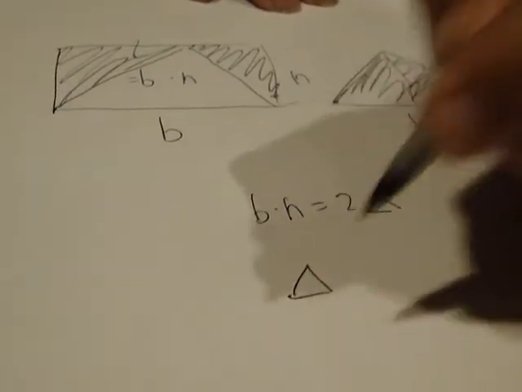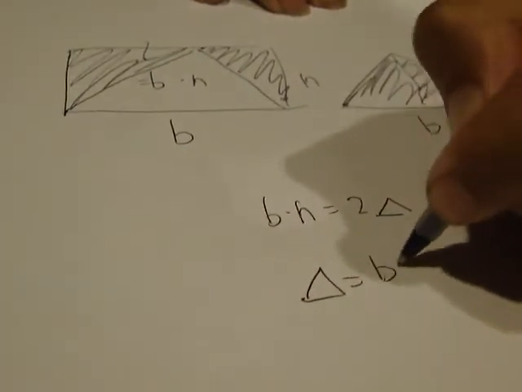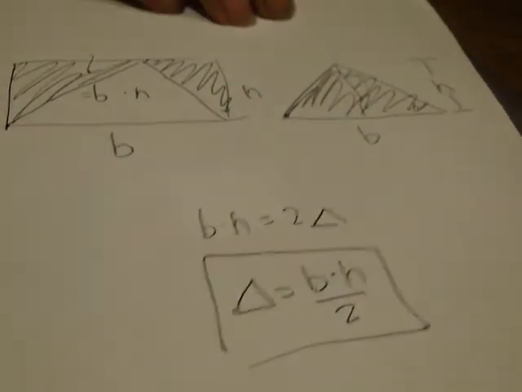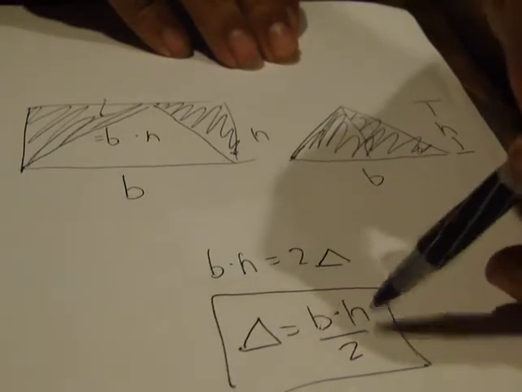Or a triangle is a rectangle divided by 2, which is exactly where the formula comes from. Base times height divided by 2. Alright, second question.